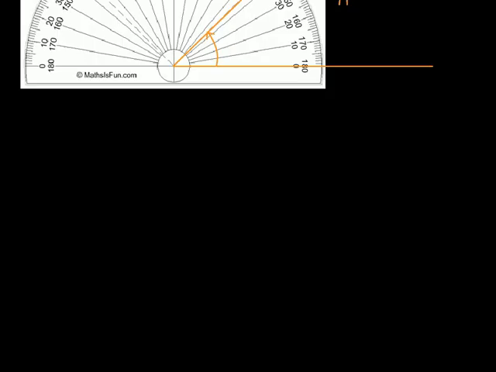Let's try another one with that protractor, now that I figured out how to use it. Now I'm going to show you something else.